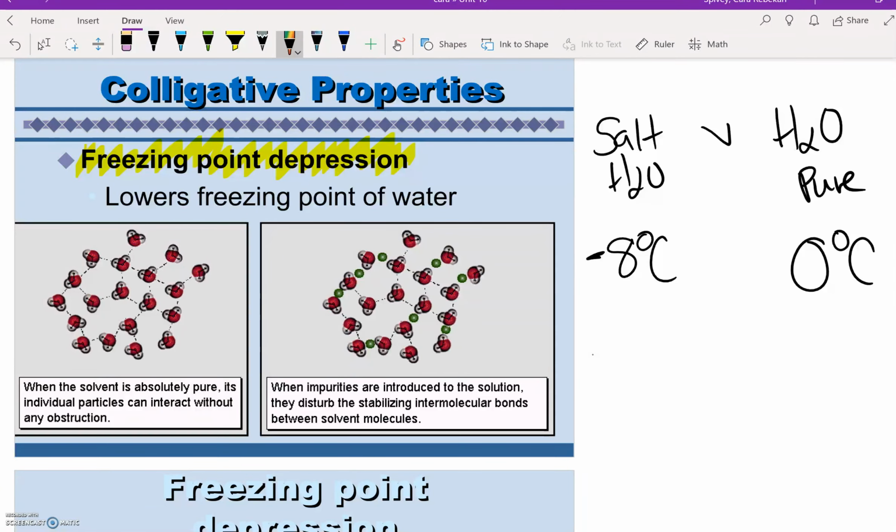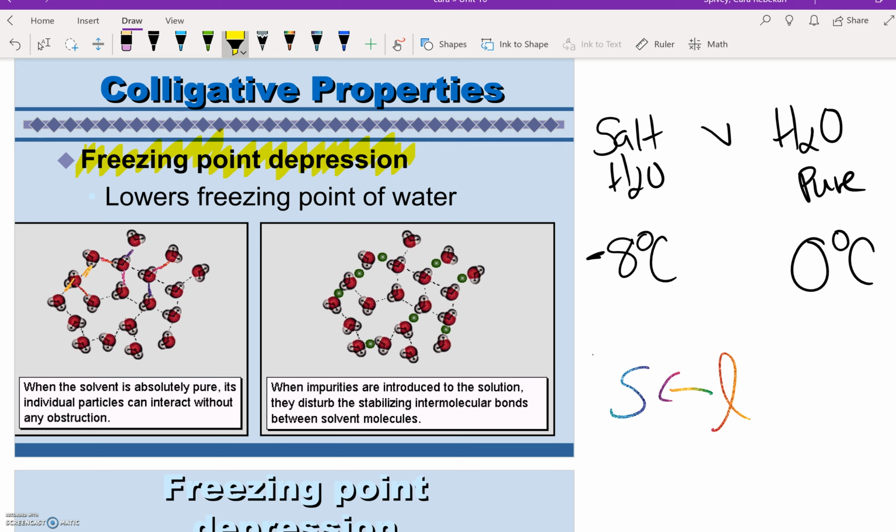If you look at these two pictures that we have here on the left, we see that the molecules have nothing inhibiting them from getting closer together, right? And we know that as we go from a liquid to a solid, all that has to happen is we get it colder, the molecules are going to slow down, they're going to get closer together, and they're going to be able to turn into a solid.